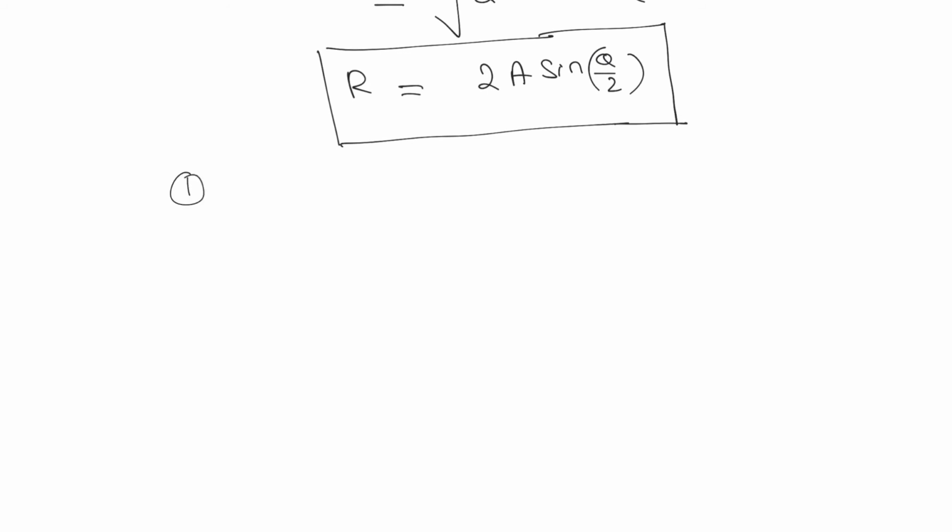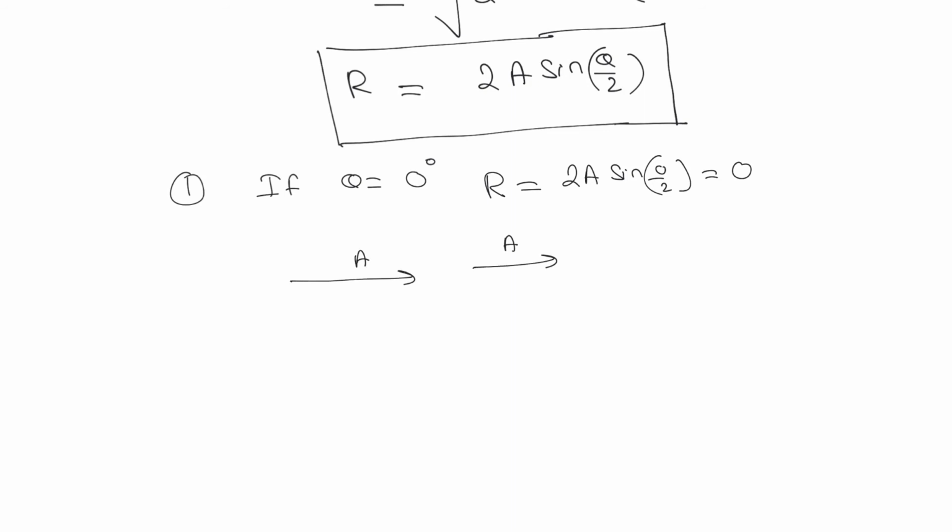Case 1: if the value of theta is 0. According to this equation, r equals 2a sine 0 by 2. Sine 0 is 0, so the answer is 0. What is the meaning of this? We have two vectors in the same direction, but we are to find a vector minus a vector, which is a vector plus the negative of a vector. If you add two vectors in opposite directions, the resultant is a zero vector.